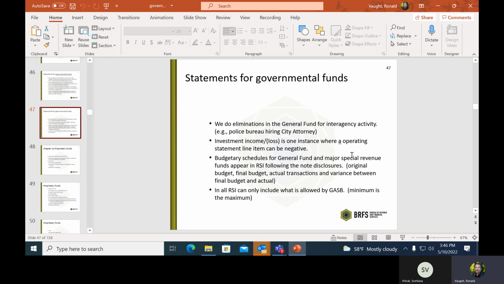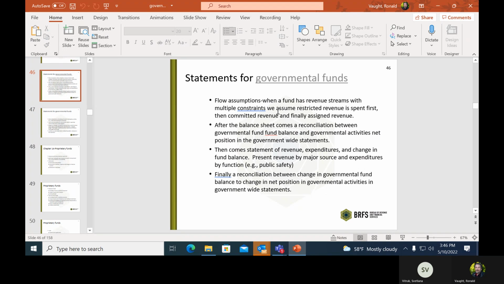Okay, statements for governmental funds. We do eliminations in the general fund for interagency activity. So the police department will pay the city attorney for defending them in cases. And for cash basis statements, we have to eliminate that money that's just going back and forth between the general funds. But for budget, we don't do the eliminations.